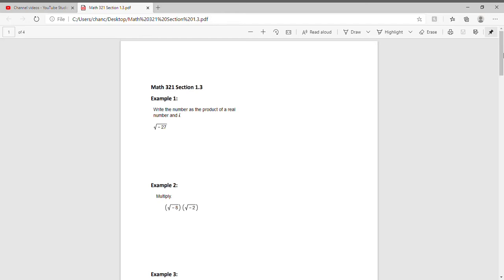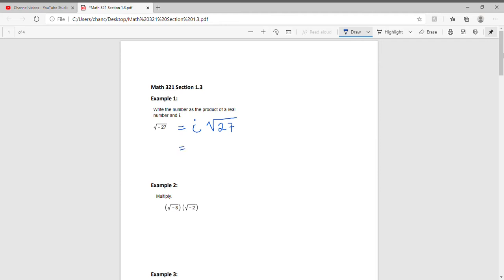Let's go over some quick examples in section 1.3. Question number 1. Let's take the square root of negative 27. When I see these kind of questions, I always pull out the i first. Take out the i, then leave the radical alone until you simplify it.